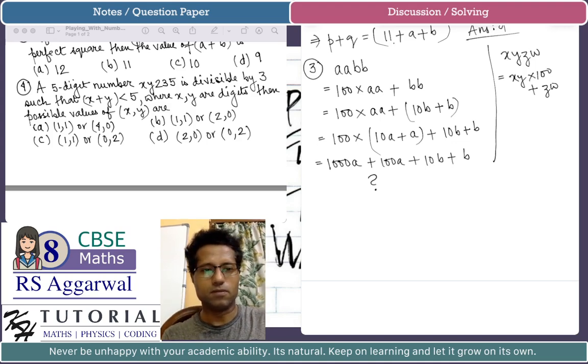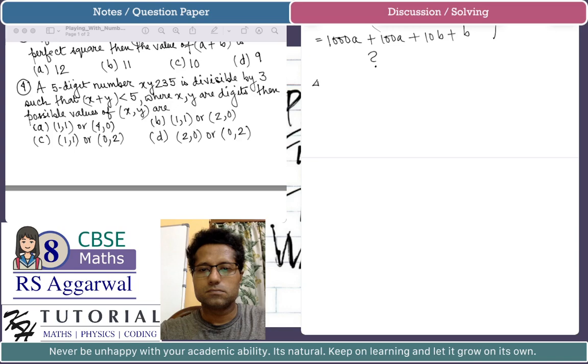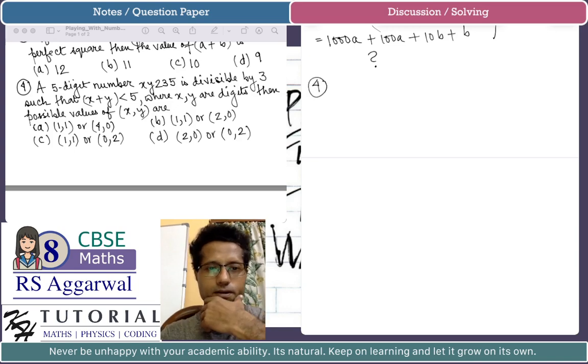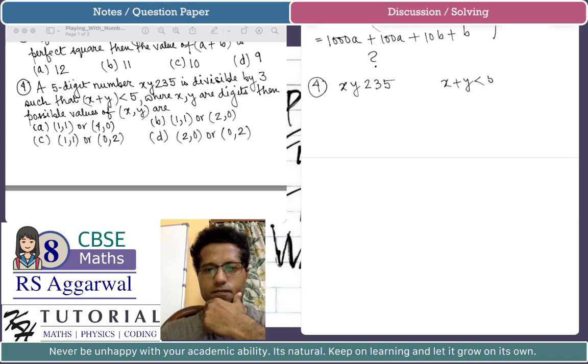So let's do problem number 4. A 5-digit number xy235 is divisible by 3 such that x plus y is less than 5. So the number is xy235. This number is divisible by 3, which means that the sum of the digits must be divisible by 3. It is given that x plus y is less than 5. We are asked to find the possible values of x and y.